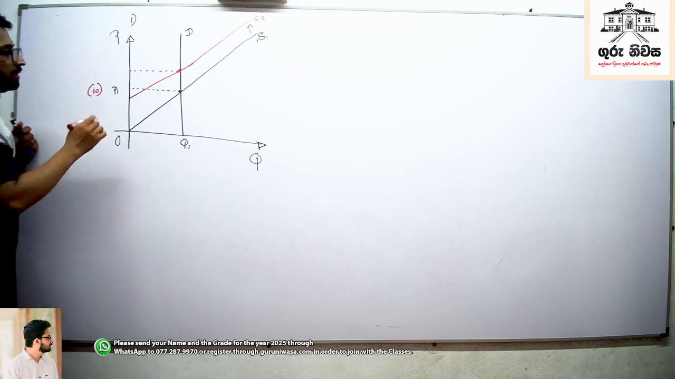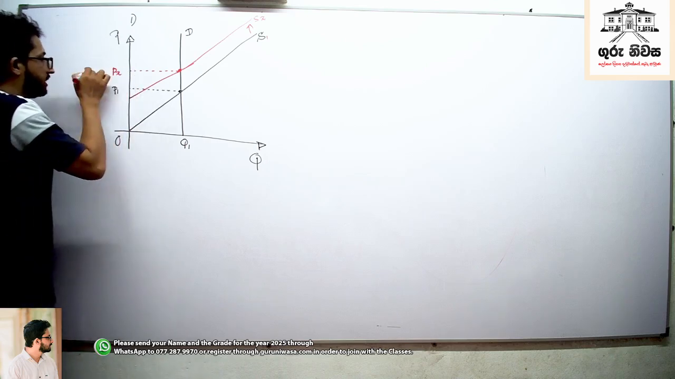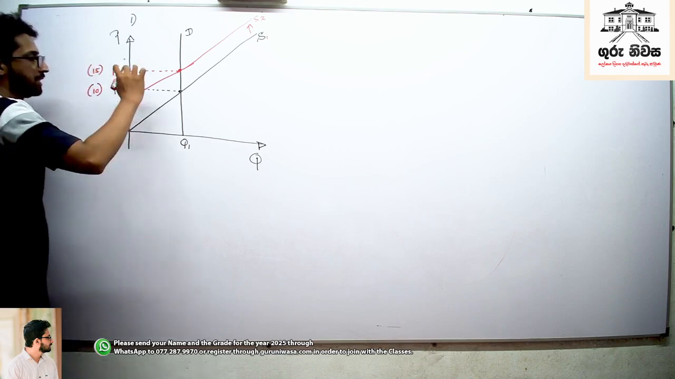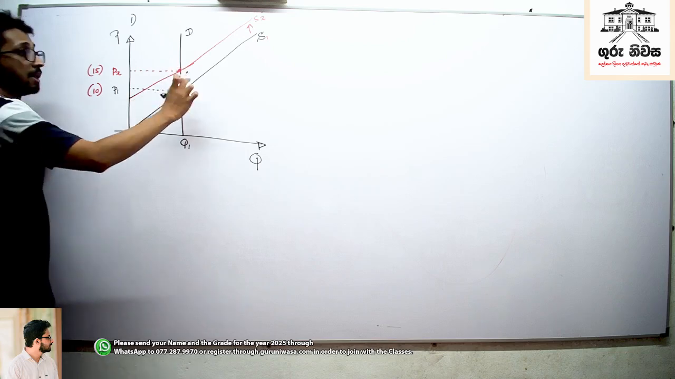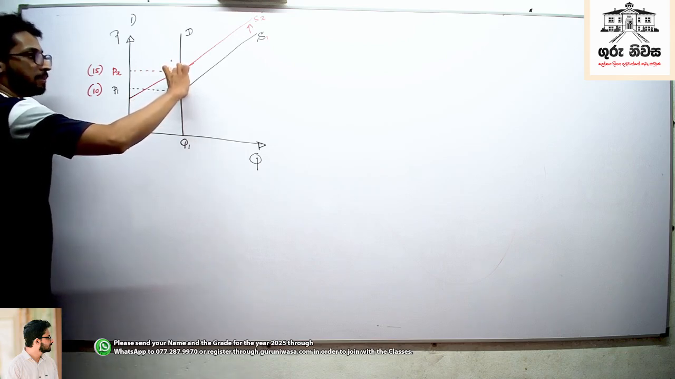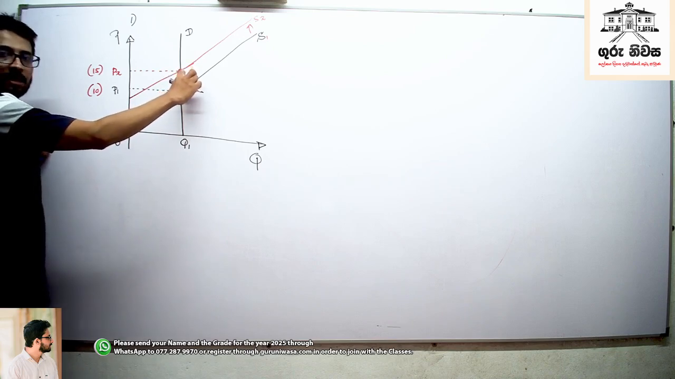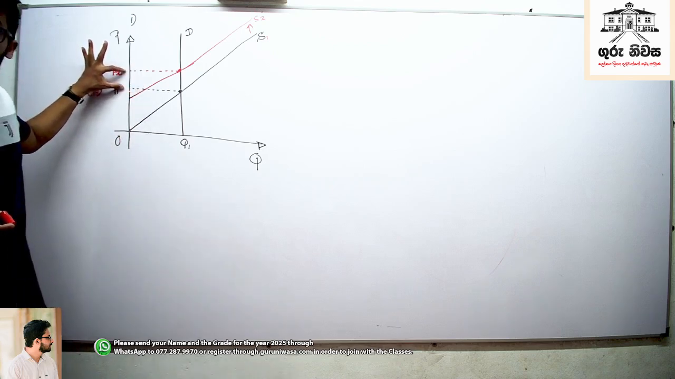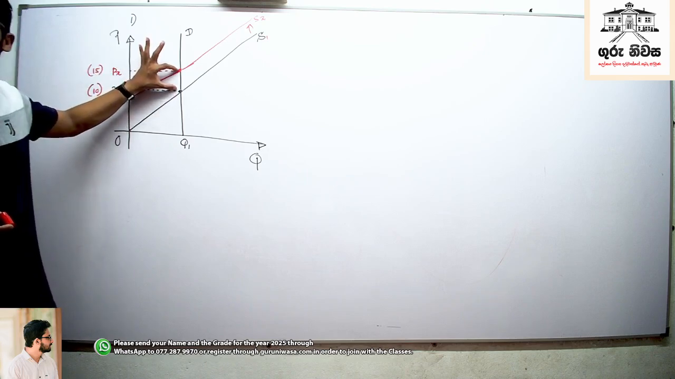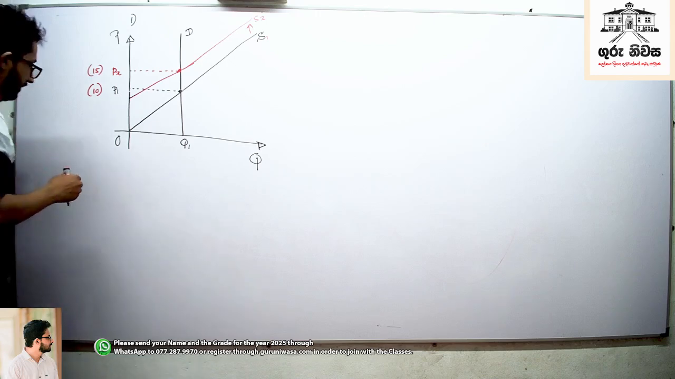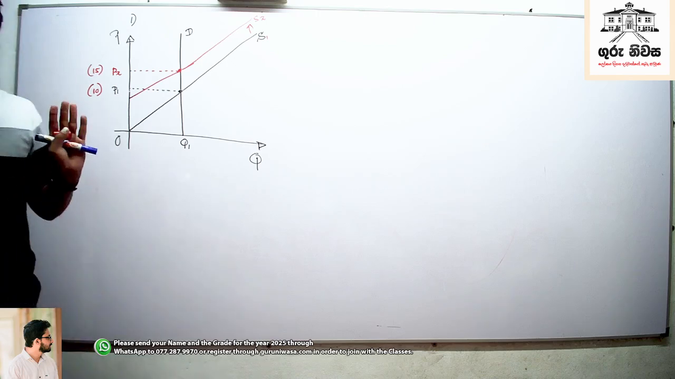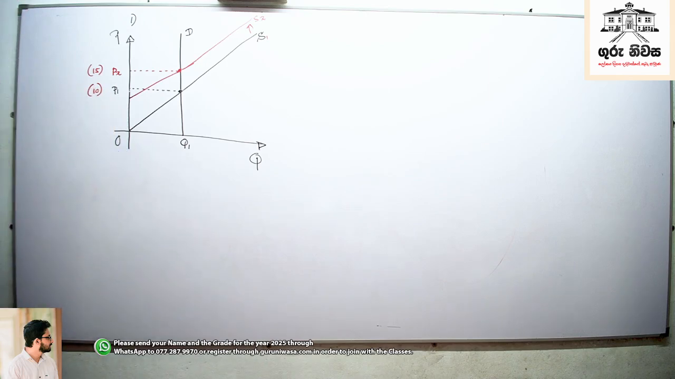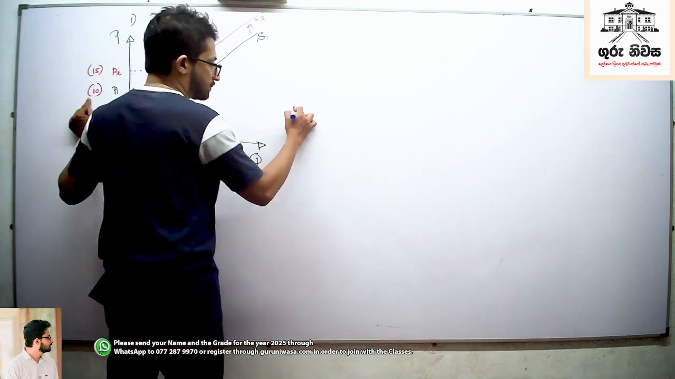Now you can see the equilibrium price increases up to 15 rupees. It means the equilibrium price increases by the unit tax, because this gap equals 5 rupees. This gap and this gap are equal. What does it mean? The equilibrium price increases by the amount of the unit tax. Understand, right? Then tell me, how much is the unit tax? 5 rupees.